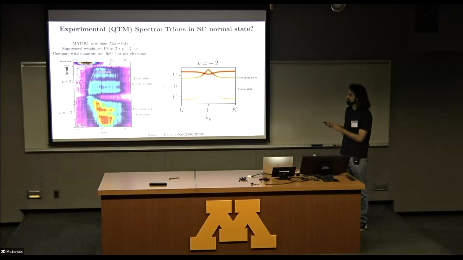And this is despite the fact that when you dope away from charge neutrality, so ν = 2 + ε and ν = -2 - ε, there are light quantum oscillations. So we know from transport that there are light carriers here and that there are light carriers here. But instead of seeing a Fermi surface associated with these light carriers, you get a kind of a wash in momentum space and suppressed spectral weight.